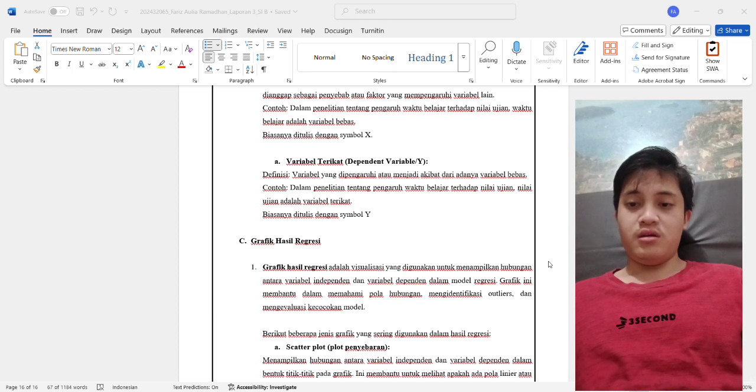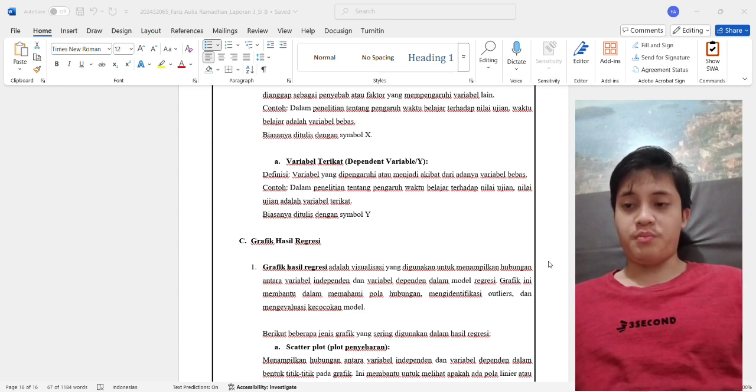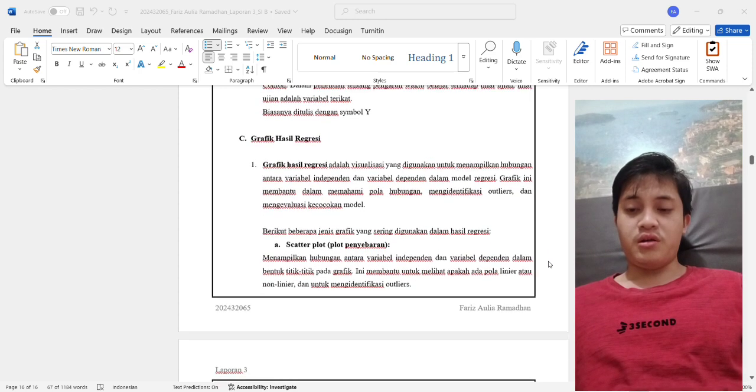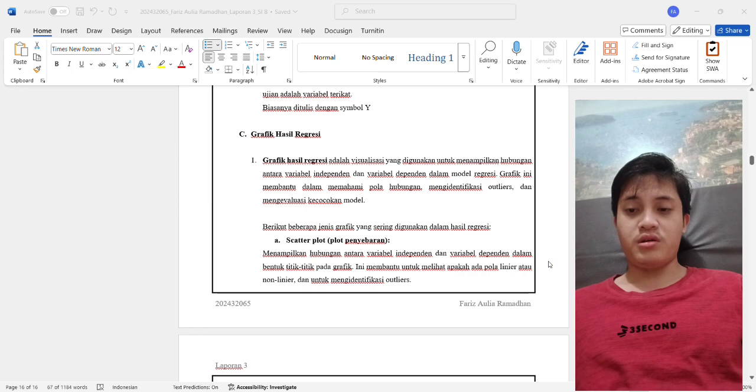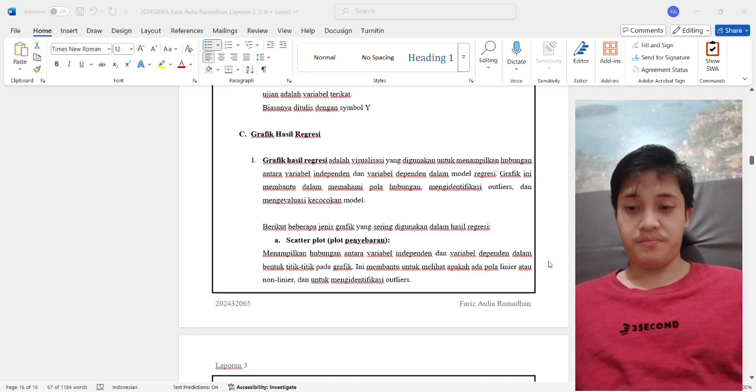B. Dependent variable or y. Definition: a variable that is influenced by, or is the result of, the independent variable. Example: in a study on the effect of study time on exam scores, exam scores are the dependent variable, usually written with the symbol y.